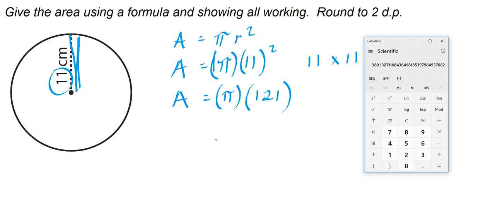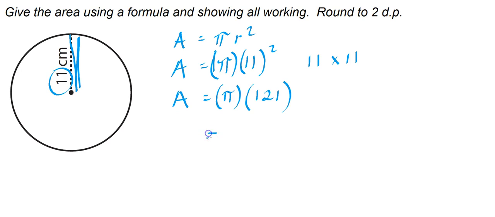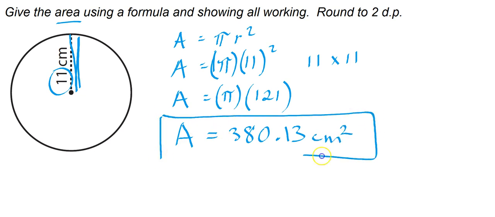So here we go. It's 380.13. So round off to 2 decimal places. That's a 2, so that's easy. 380.13. That's what the area is. We're talking about area, so the units, which are centimeters, have to be squared. And that's the correct answer.